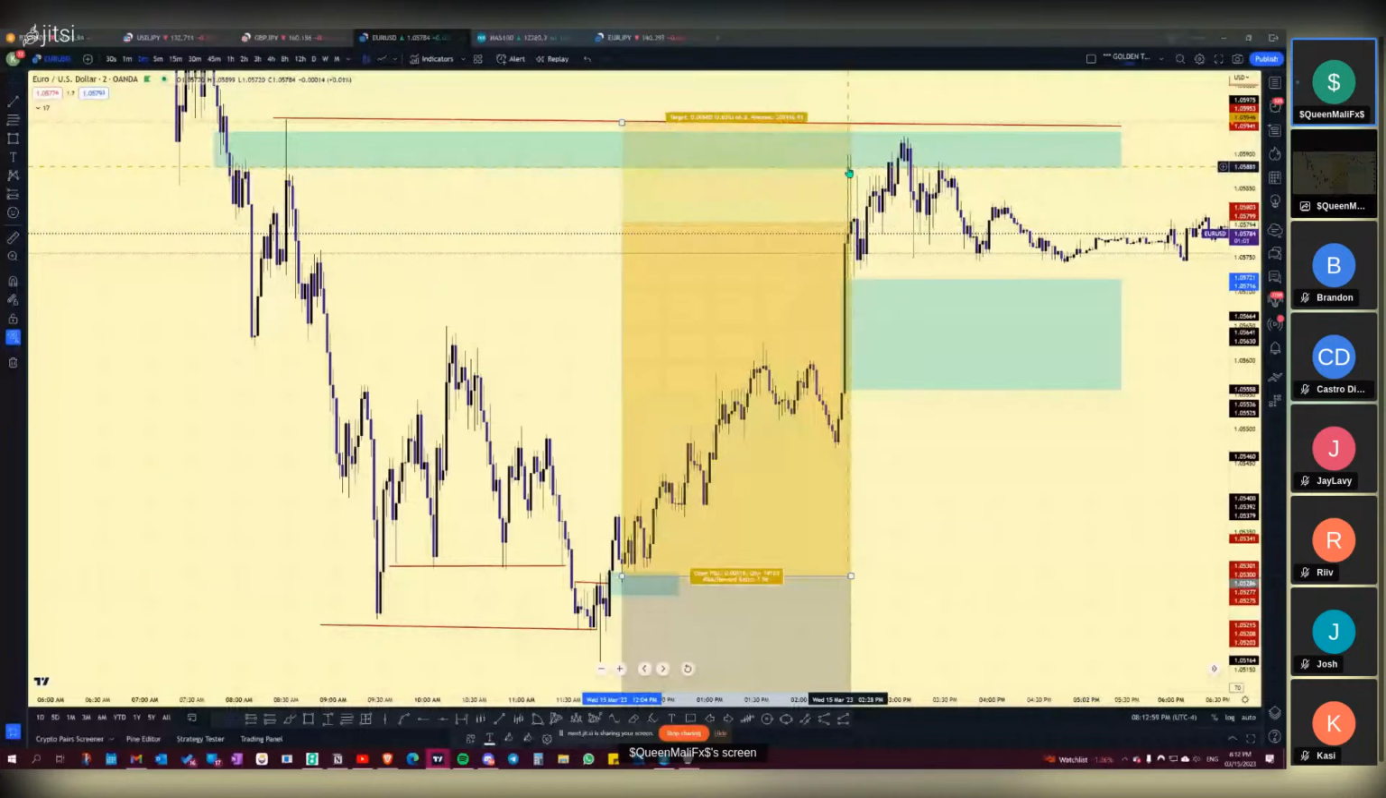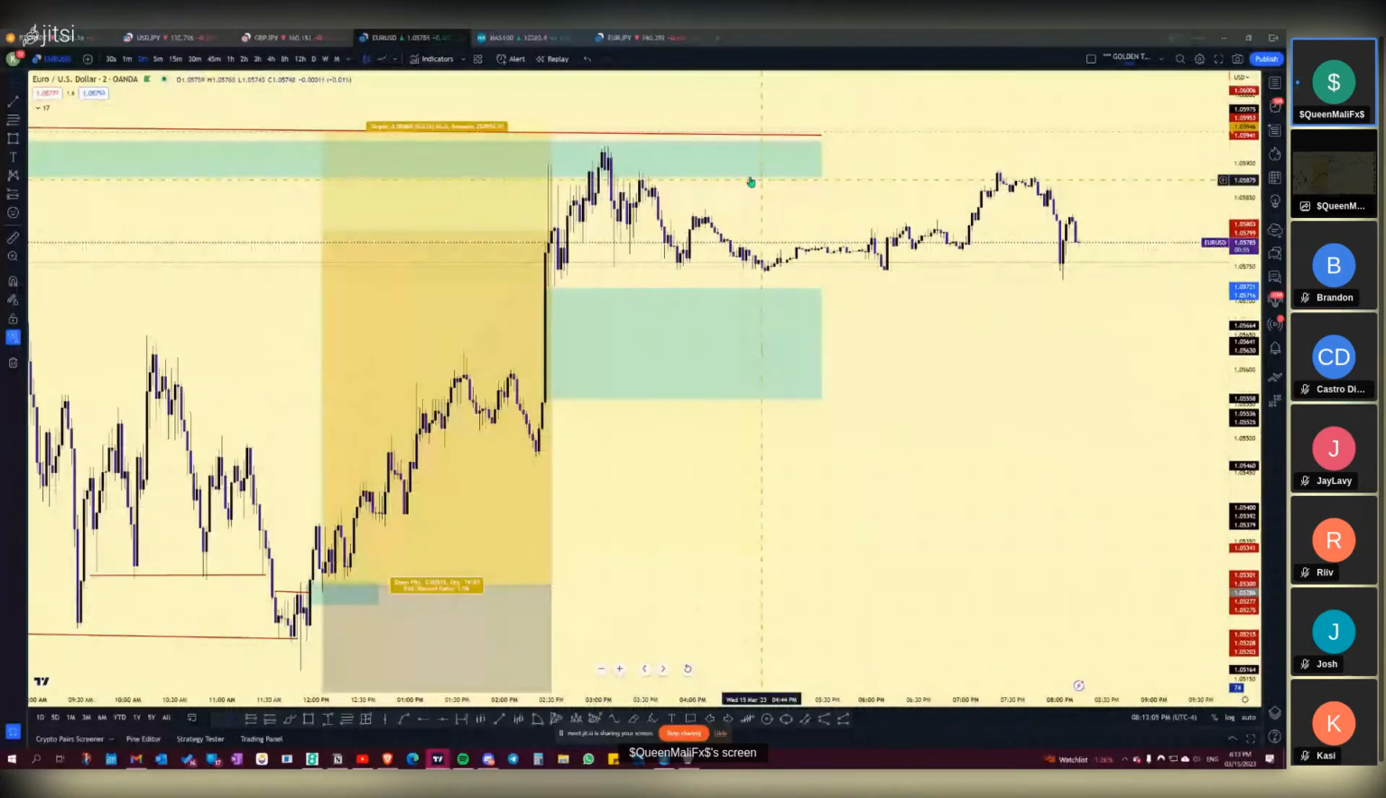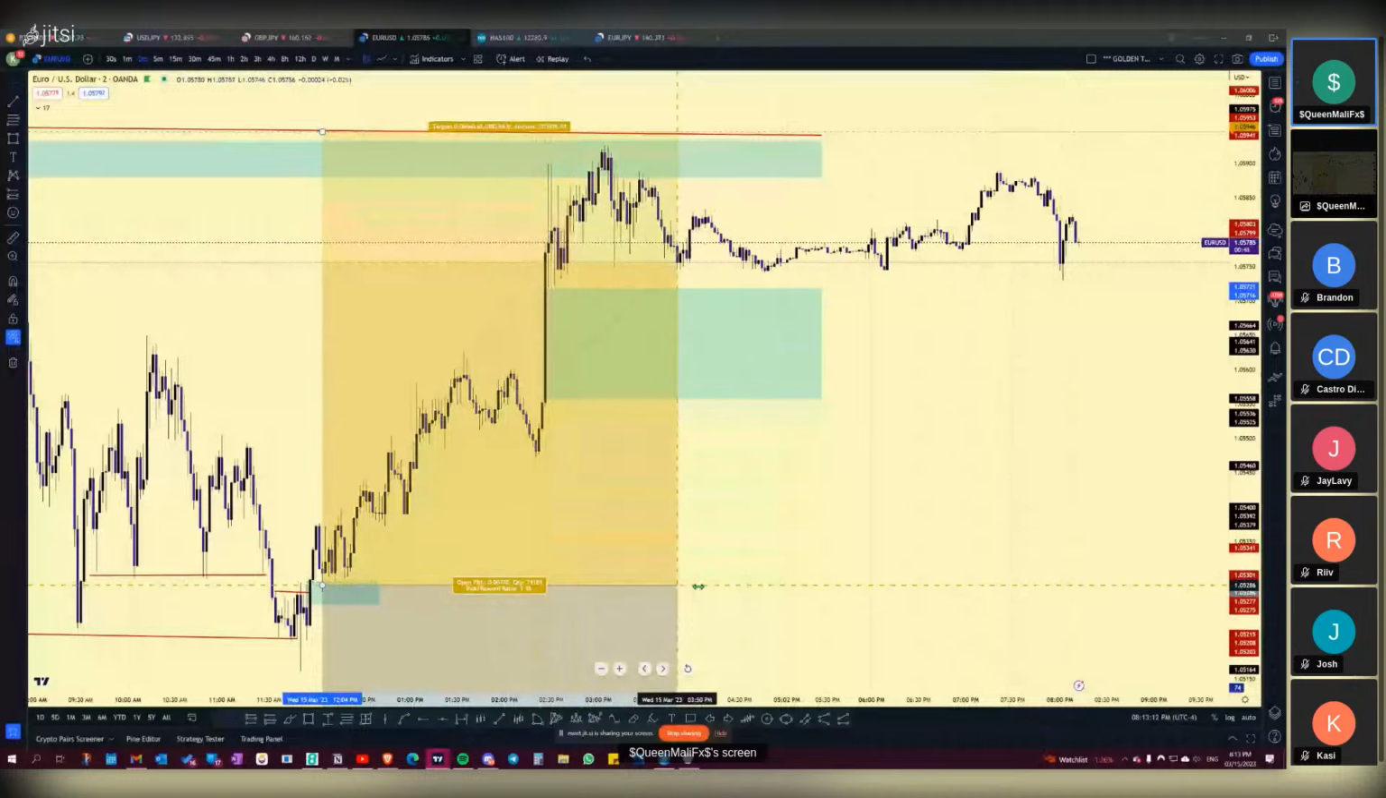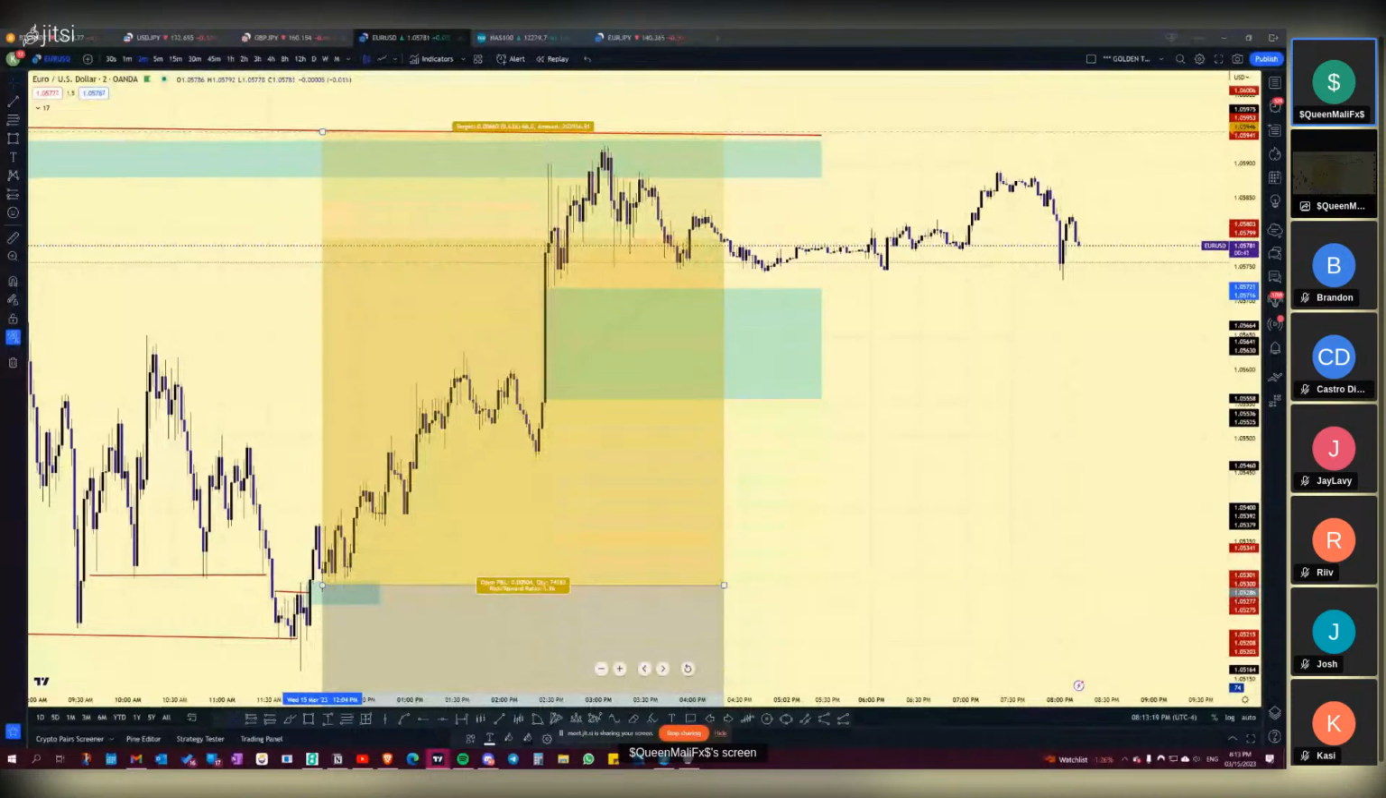Because I started to see these wicks in here, I was like, okay, I'm done for the day, because I didn't want to be in the market all day. It's still trading in this zone. This is where it currently is right now. Honestly, it was just the perfect setup today. I wasn't even in drawdown. So that's my trade for the day.